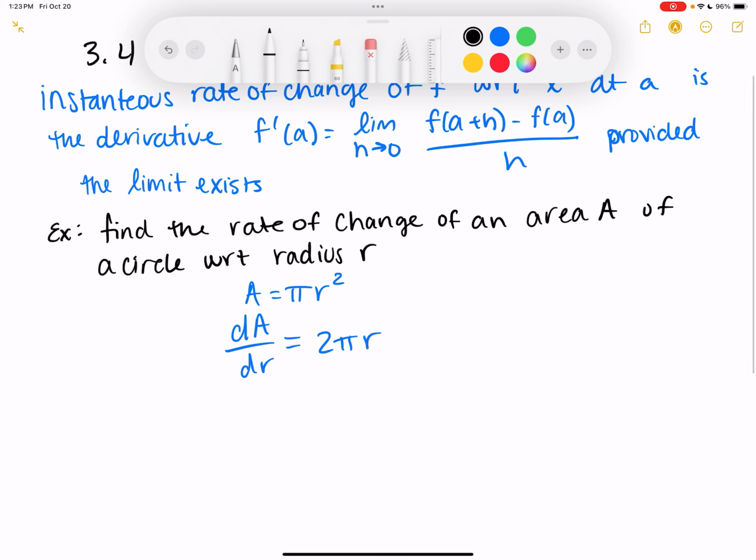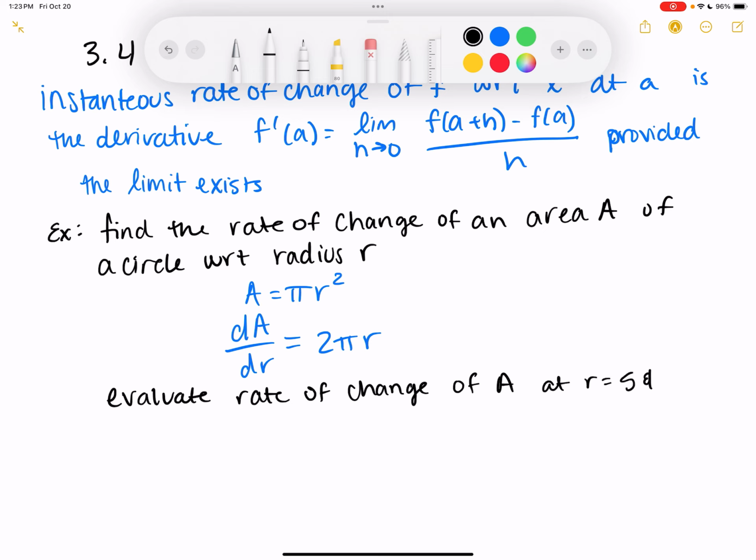So now that we have that, evaluate the rate of change of A at r equal to 5 and r equal to 10. So we just plug in 5 and then 10. So 2 pi times 5 would be 10 pi. 2 pi times 10 would be 20 pi.